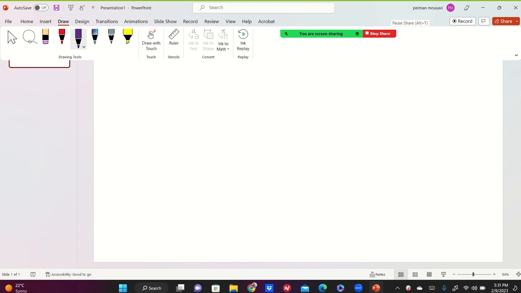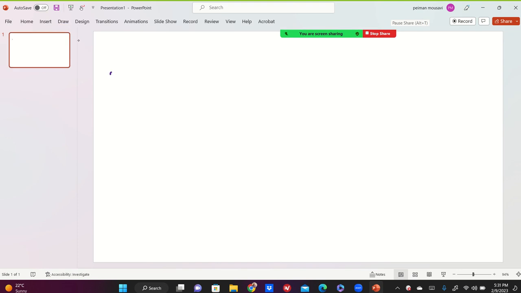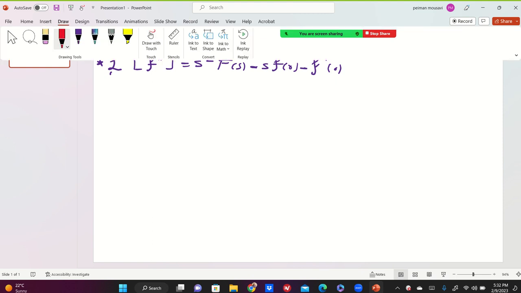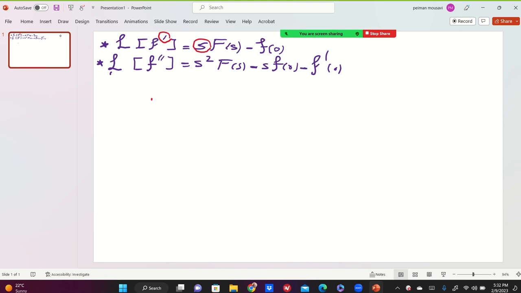So in the previous class we ended up with the Laplace of derivative. The Laplace of f prime, if you remember, was s F(s) minus f at time 0. Also we got the Laplace of f double prime that you have in your notes. This is s squared F(s) minus s f(0) minus f prime(0). So you see that there is a kind of pattern here. What's the pattern? With the first time derivative you have one s here. Second time derivative you have s squared here. So now we can generalize this.